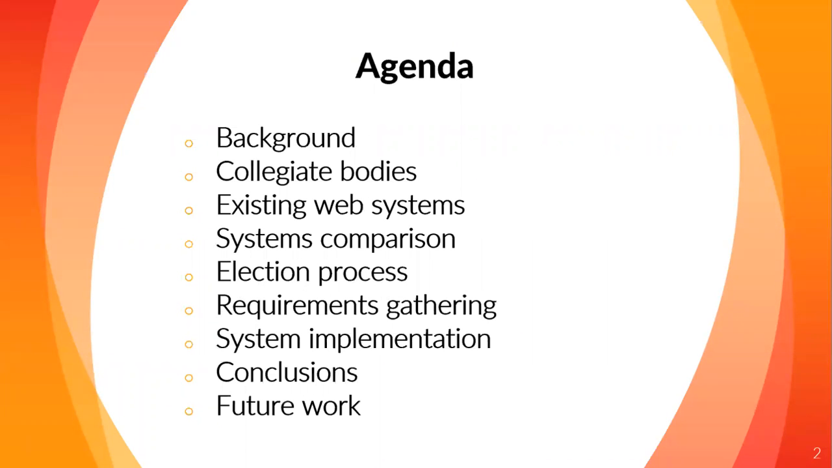This presentation is divided in the following sections. First, I will give you a brief background of different voting systems. Then I will talk about the collegiate bodies at our university. After that, I will describe some of existing web systems for electronic voting, and I will present a comparison of some of their features. I will also describe the current election process at our university. I will give some of the requirements obtained from the users, and I will present some screenshots of the system that was implemented. Finally, I will provide some conclusions on future work.